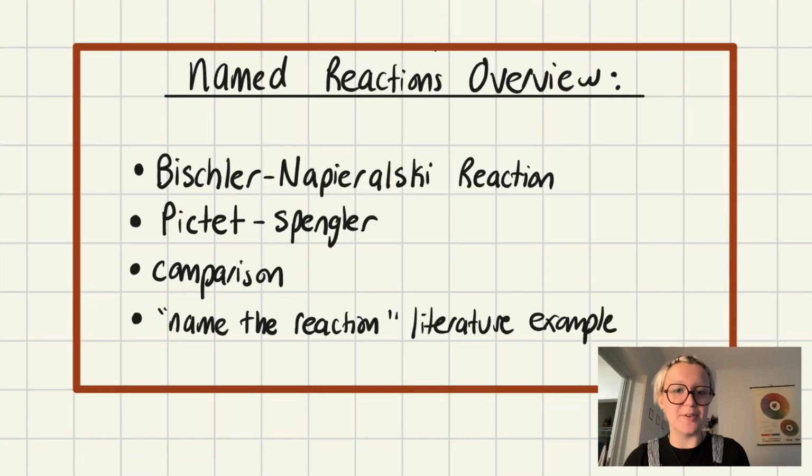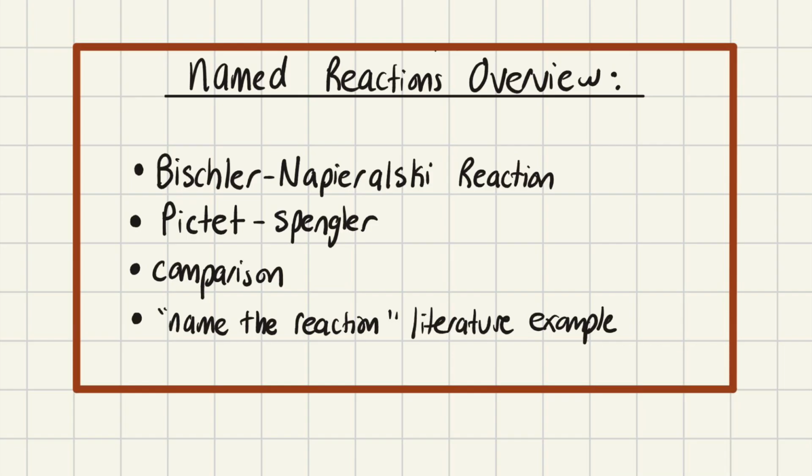In this video, I will be going over two named reactions, the Bischler-Napieralski and the Pictet-Spengler reaction. I will go over their basic conditions, the reagents, and the mechanisms, and then do a comparison of both of them, and then a name the reaction literature example to distinguish between the two similar reactions.